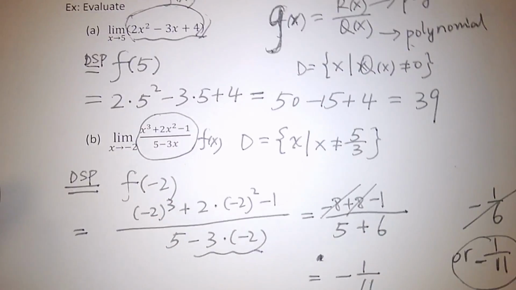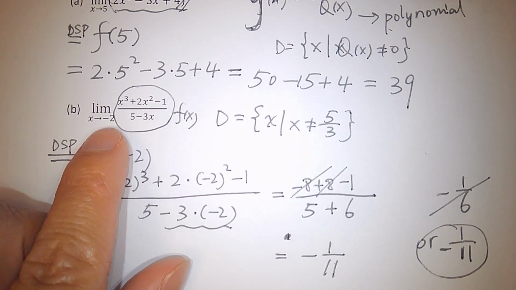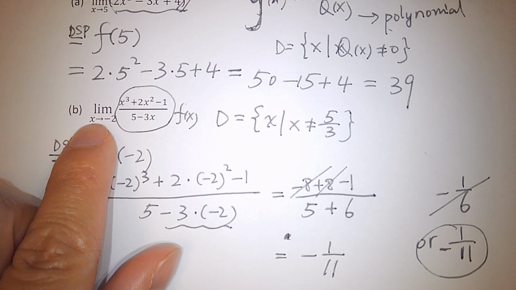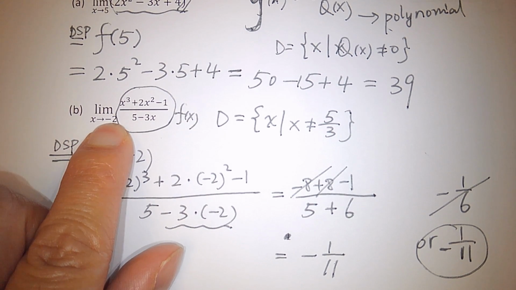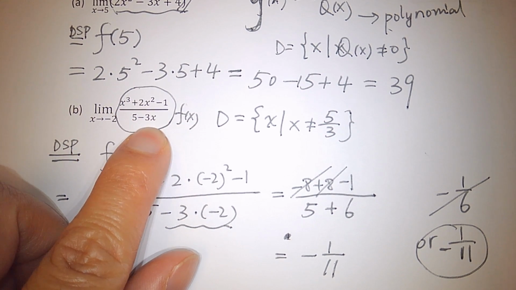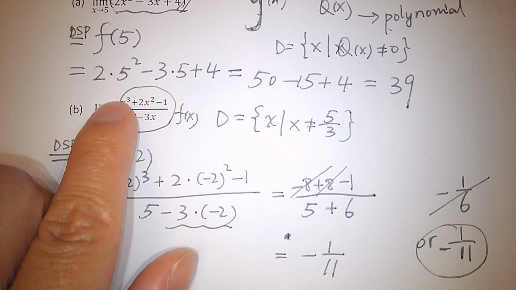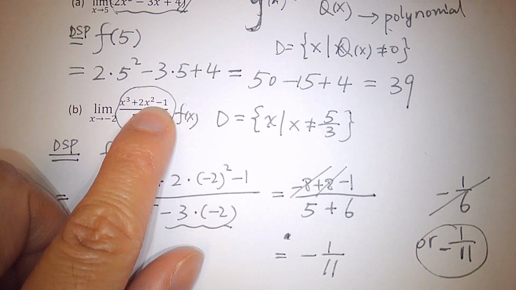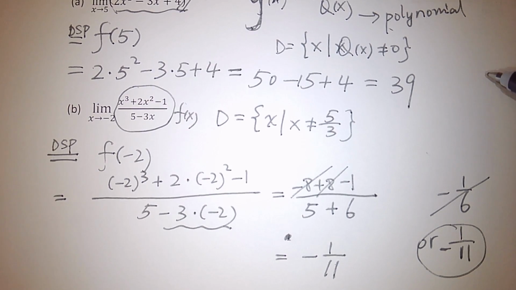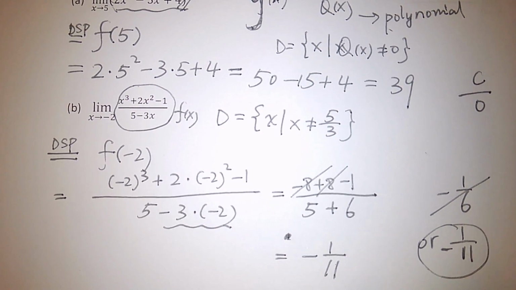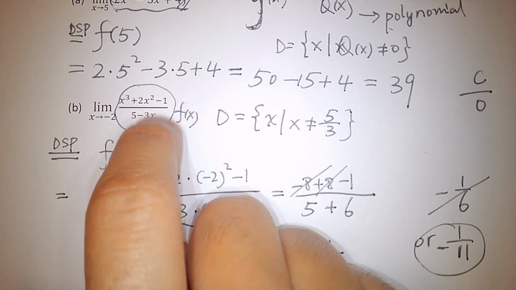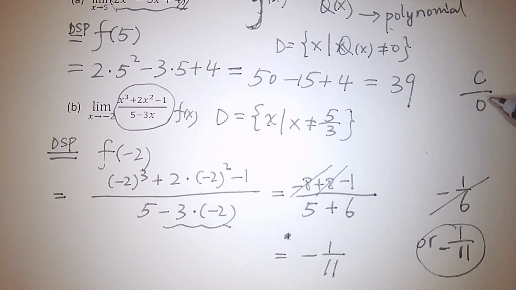What if -2 wasn't in the domain? Then what would you do? I think that would mean that the limit does not exist. Well, if this a value makes the denominator equal 0 but does not make the numerator equal 0, we will have a constant c divided by 0. Then we say this limit does not exist, because we cannot have a constant divided by 0.